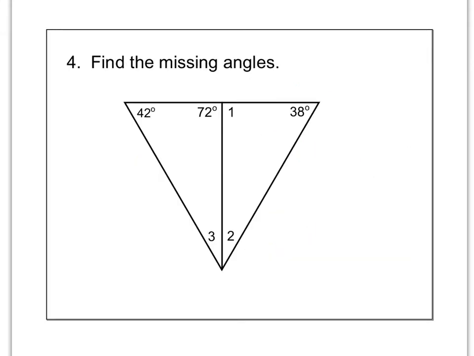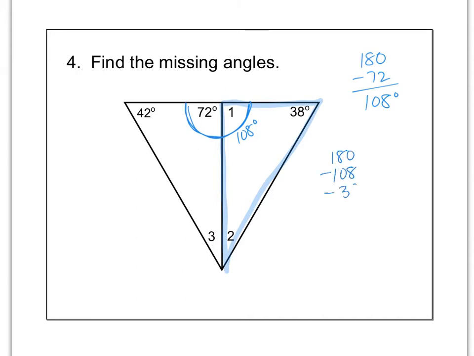Please pause the video and try number 4. I decided to start by finding angle 1. These two angles up here are a linear pair and they add up to 180. So 180 minus 72 is 108. So angle 1 is 108 degrees. To find angle 2, I could use the triangle on the right. The three corners in every triangle must add up to 180. So if I take 180 minus the 108 and minus the 38, if I subtract both of those, I believe I get 34 left for angle 2. So this one down here is 34.